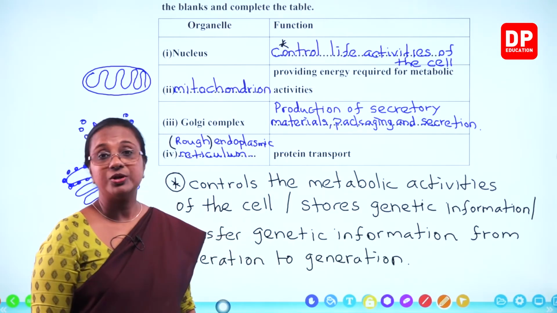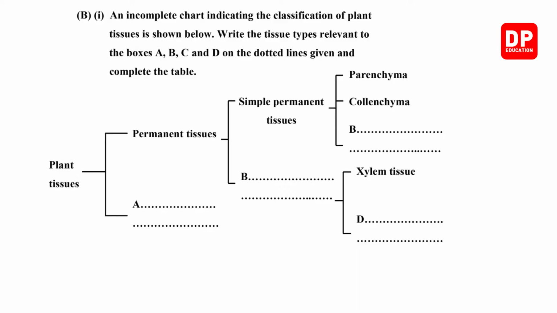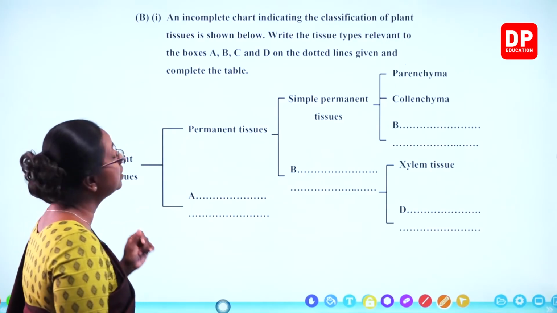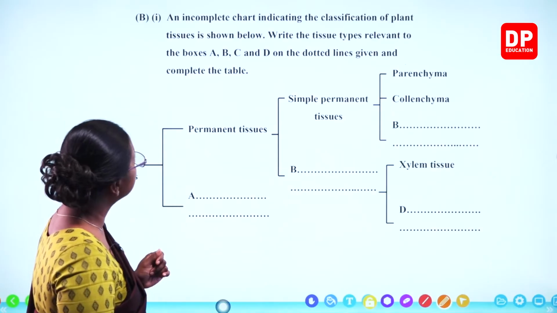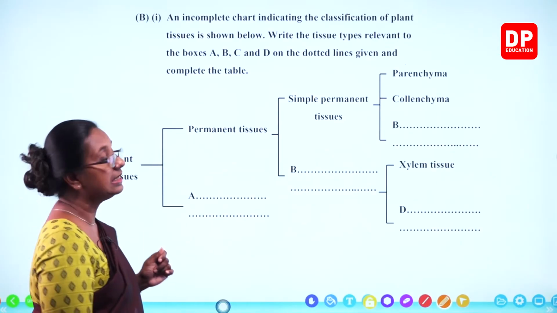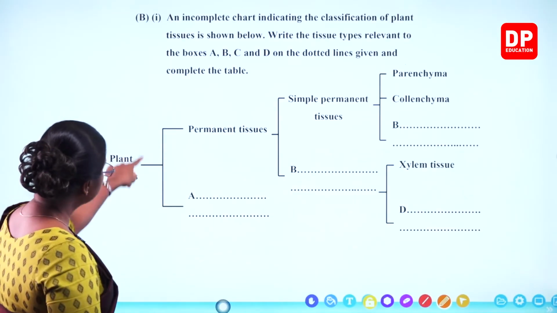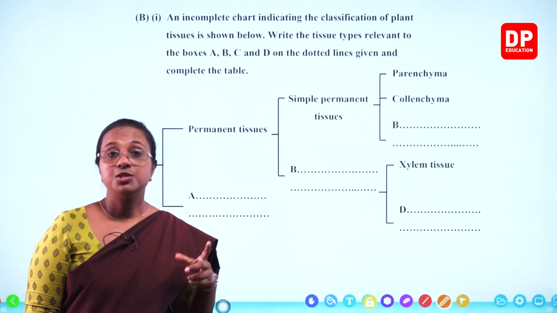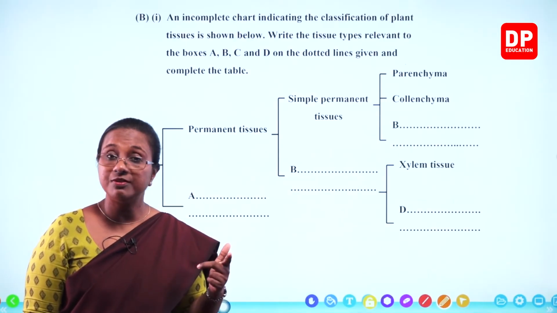So, then I'll move on to the next part of the question. B part, you can see the first one, an incomplete chart indicating the classification of plant tissues is shown below. Write the tissue types relevant to the boxes A, B, C and D on the dotted lines given and complete the table. So, here you can see the first part is plant tissue. That is divided into two types. One says permanent tissue, the other one is blank. So, you all know there are two main types. Permanent tissue, meristematic tissue.